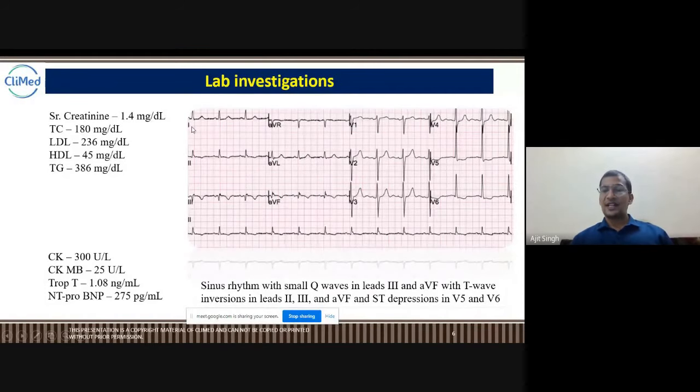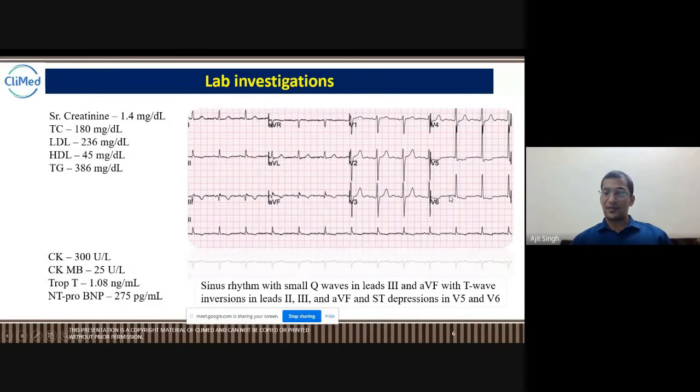So there are 12 leads. This is a 12 lead ECG. Lead 1, 2, 3, AVR, AVL, AVF, and these are V1, V2, V3. These are the limb leads, the upper limbs and lower limbs. And then you can see T wave inversions in leads 2, 3, AVF, and ST depression in V5, V6. So what is ST depression?